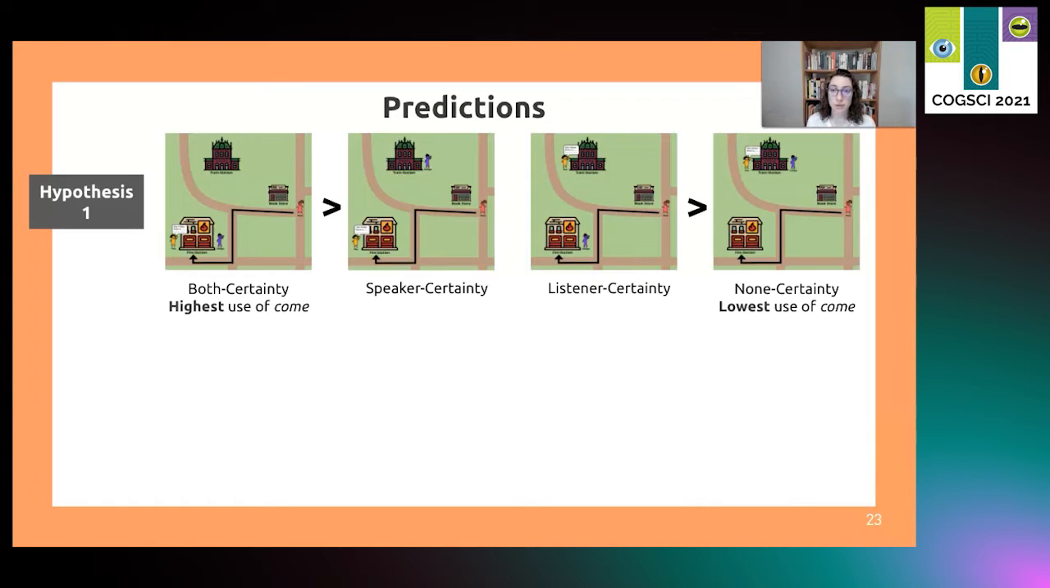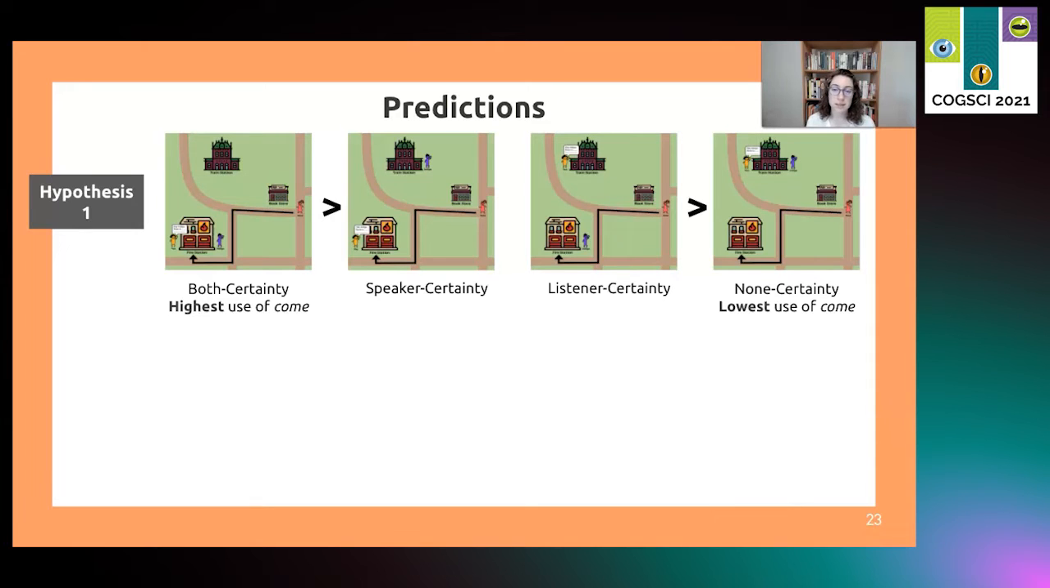We predict that the rate of use of come will be highest in the condition where both the speaker and listener are at the destination, that it will be lower in the speaker and listener conditions, and lowest in the none condition. And this would provide evidence that the speaker is balancing their perspective with their partner's.